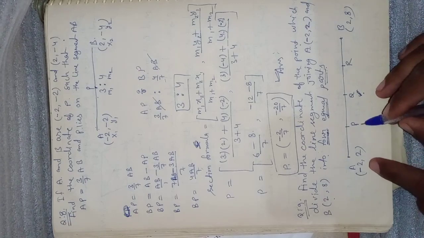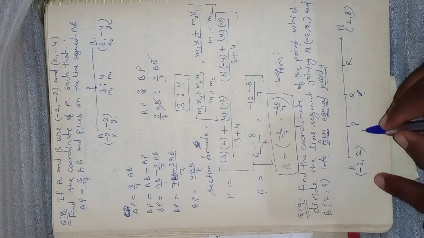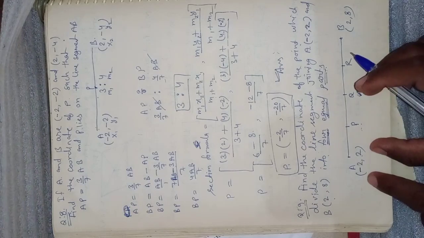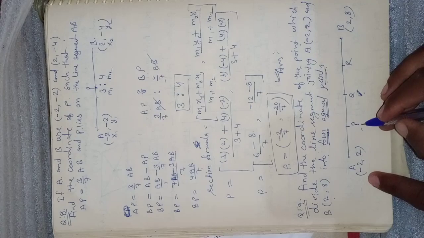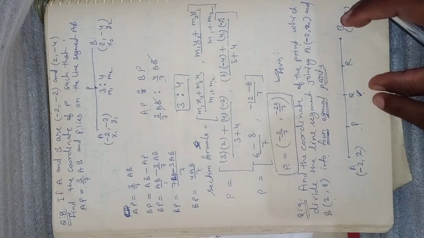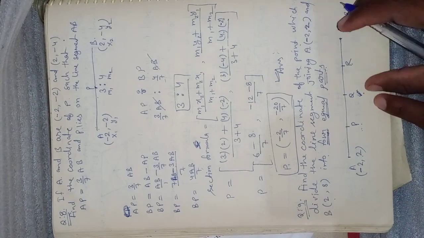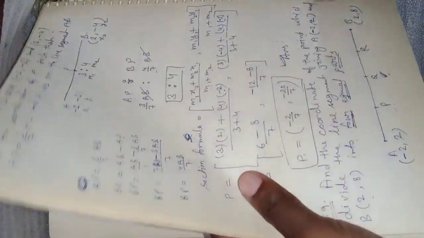And P is the midpoint of AQ. And next, find out the P coordinate using the midpoint formula. And R is the midpoint of QB. So use your midpoint formula and do the next step.